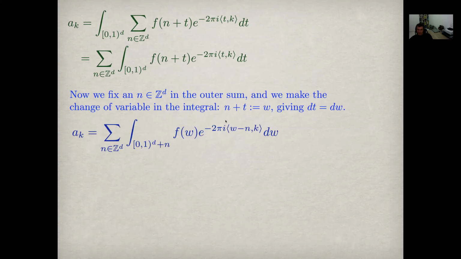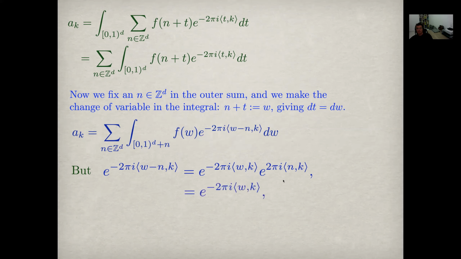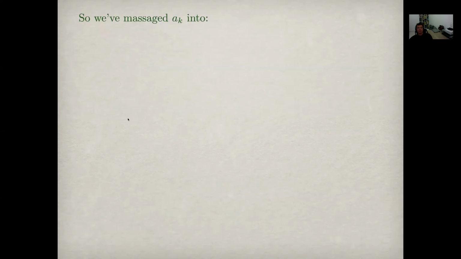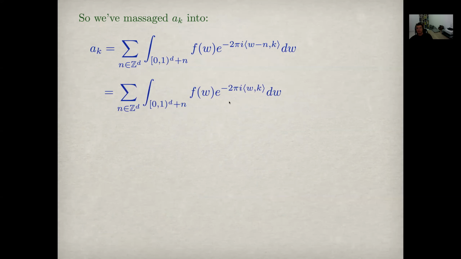Now we stare at this exponential, and a kind of beautiful simplification happens, namely, we can break up the exponential into the product of two exponentials because of the inner product being bilinear. And we notice that e to the 2 pi i n dot k is 1, precisely because n is an integer vector, k is an integer vector, and so it's our old friend again. e to the 2 pi i times an integer is 1. And that's a very nice simplification. Let's use that. To recap, we've massaged a_k into this integral, and this exponential became simplified into this one.